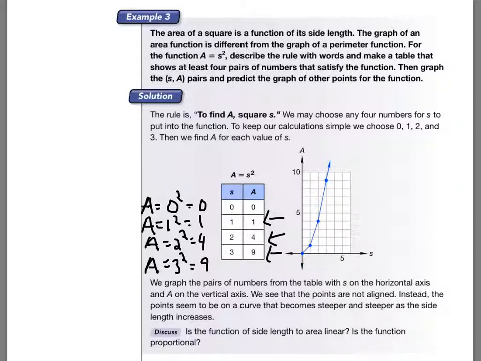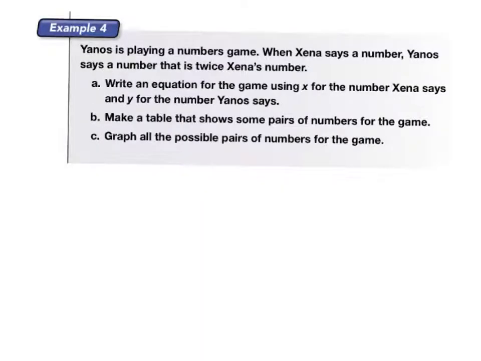All right, I think we have 2 more examples. All right, example 4, get this in your notes. Janos is playing a numbers game. When Zena says a number, Janos says a number that is twice Zena's number. So we have to write an equation for this game, using x for the number Zena says and y for the numbers Janos says. Then we're going to make a table, and then we're going to graph it.